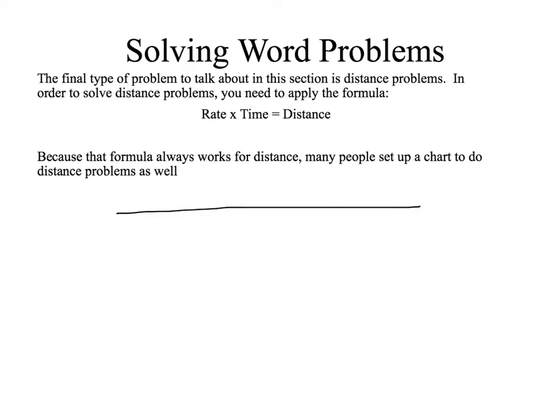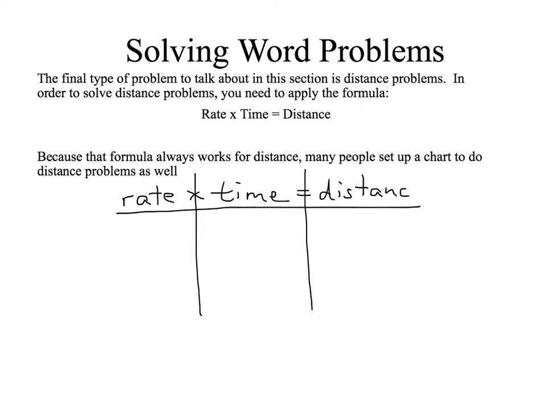The chart is once again really three different columns, and it is the rate multiplied by the time is equal to the distance. The only thing that you need is you do need headings for each one of the rows so you know what it is you are talking about. And you will see that in the next slide as we start doing the first problem.